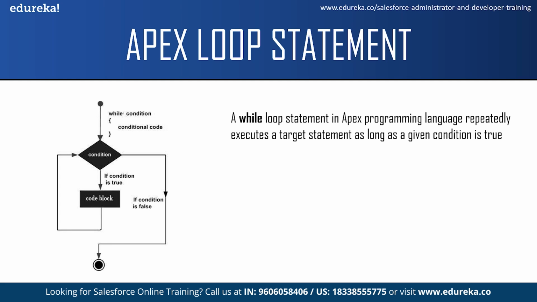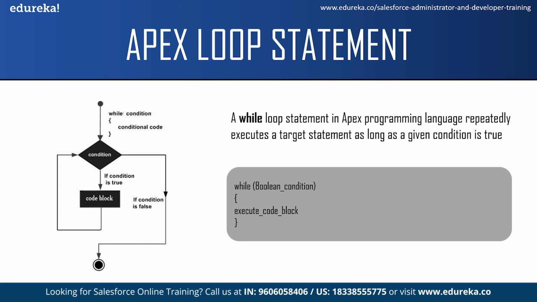So the first looping statement in Apex is the while loop. The Apex while loop repeatedly executes a block of code as long as a particular Boolean condition remains true. After the condition becomes false, the control comes out of the loop and the other statements are executed after that. This is the syntax for a while loop. The syntax starts with the while keyword, then it checks for the condition, and if it is true, the set of code is executed. Let me switch to the Salesforce console to show the working of the while loop.